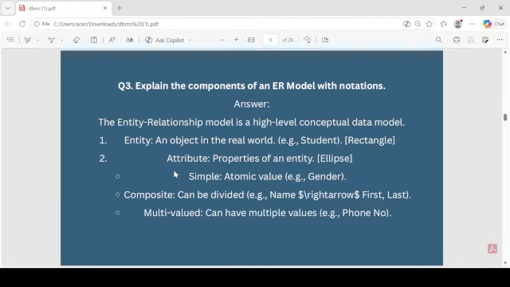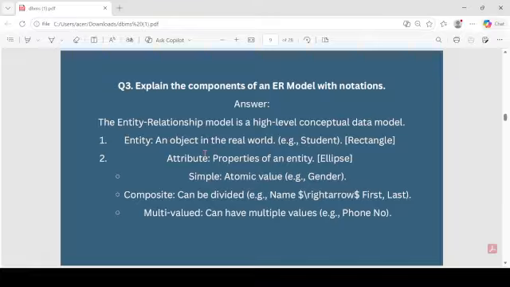So the components will be entity. The first component will be entity. An object in the real world is known as an entity, and we represent it with a rectangle box. The next component is attributes. An attribute is basically a property of an entity, and we represent it as an ellipse.